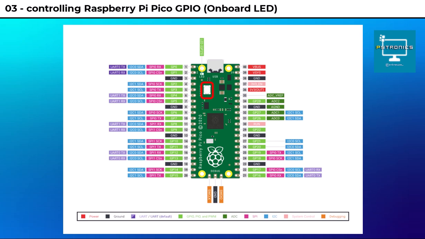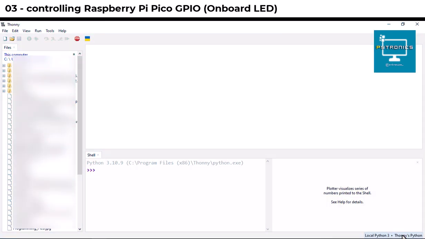There is an LED within the Raspberry Pi Pico board. This LED is connected to GPIO number 25. In this tutorial we will write a simple code to power this LED. Let's start. First, we set the mode on the Pico.